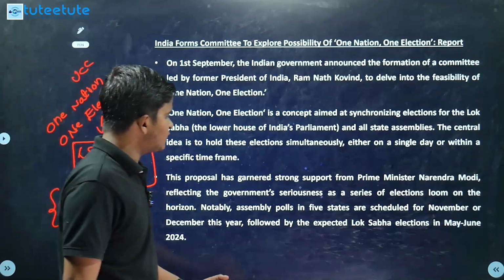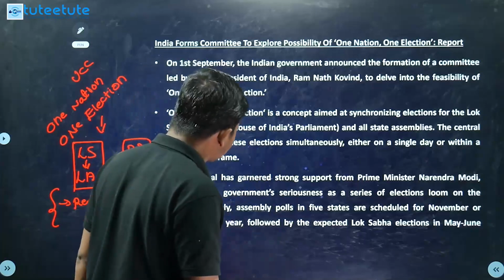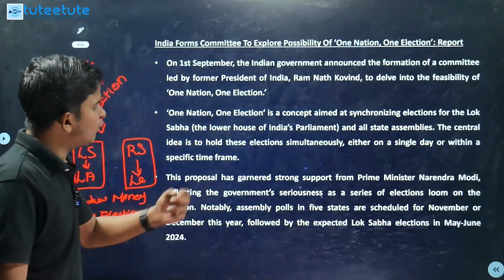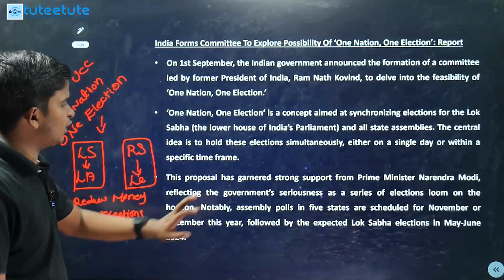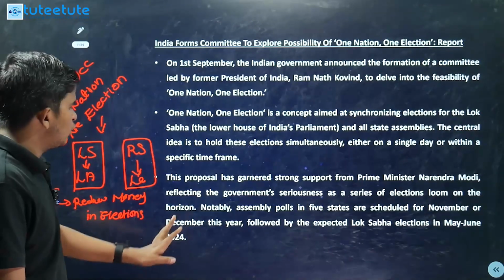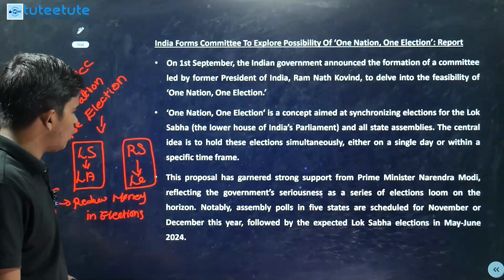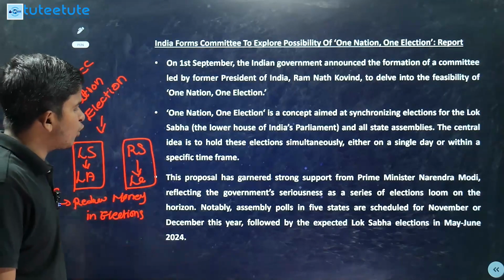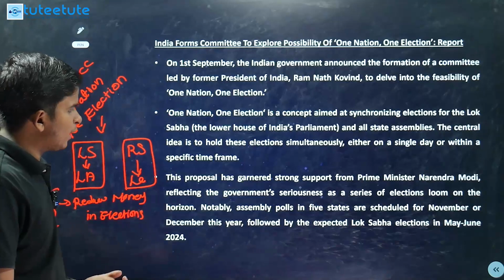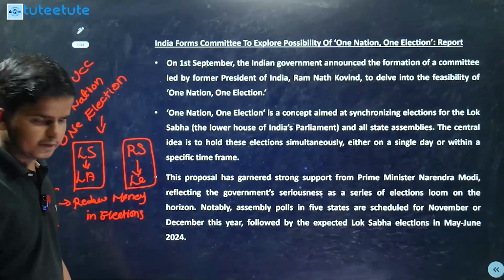The proposal has received strong support from Prime Minister Narendra Modi, reflecting the government's seriousness as a series of elections loom on the horizon. Notably, assembly polls in 5 states are scheduled for November or December this year, followed by the expected Lok Sabha elections in May-June 2024. Clear?